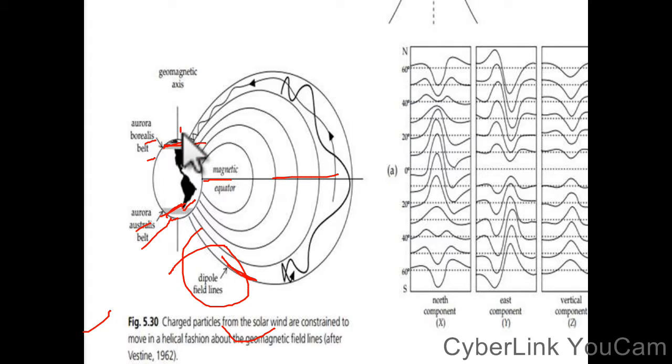Geomagnetic axis. North component, east component, vertical component. It is the north component, east component, and vertical component, with the curved edge, some convex types.